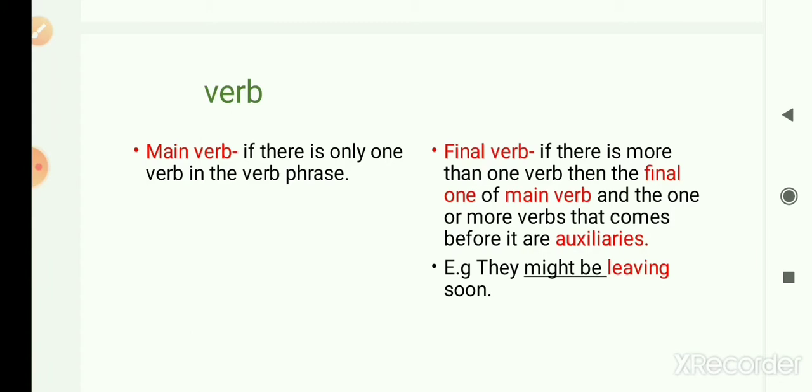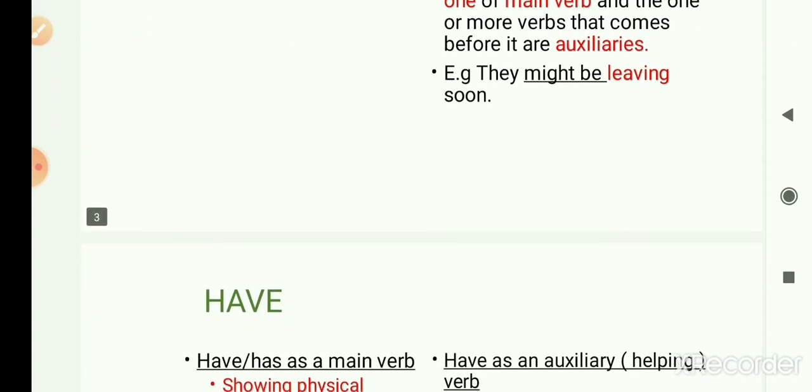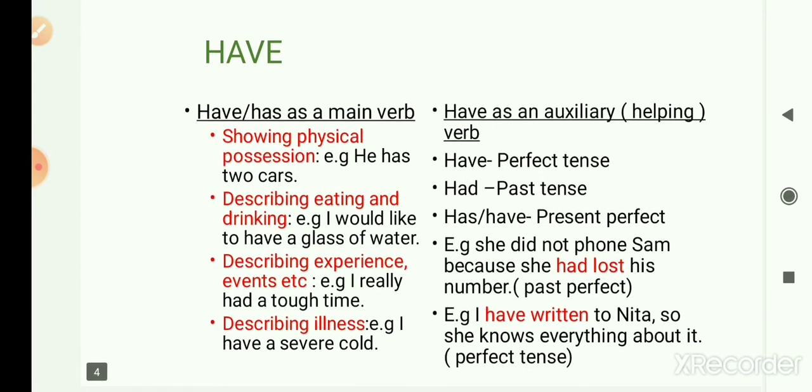Now let us look into the next. Have. As we have already studied in English literature, a chapter which deals with have: Have you thought of the verb have? Unit 1.4. In that chapter, we have already studied the various ways we can use have, and where we cannot use have. Let us look into some.